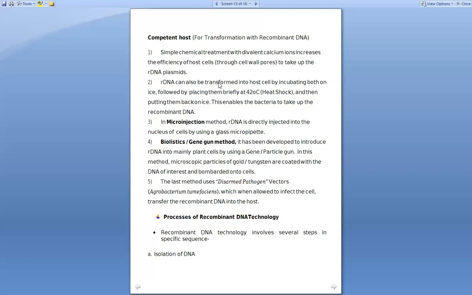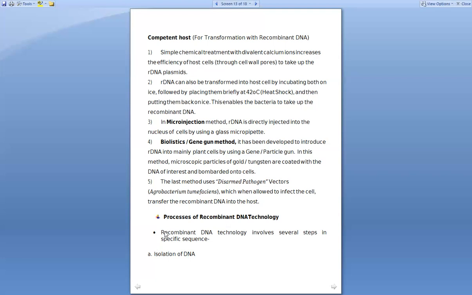Now we are coming to the last final topic of this chapter, and that is the process of recombinant DNA technology. Up till now, you have seen the principles of biotechnology, or we can say rDNA technology, right? But now we are going to see the process. Up till now, it was the principles. Now we are going to see the main part of this chapter, the processes of recombinant DNA technology. It involves several steps, and it needs a specific sequence, right?